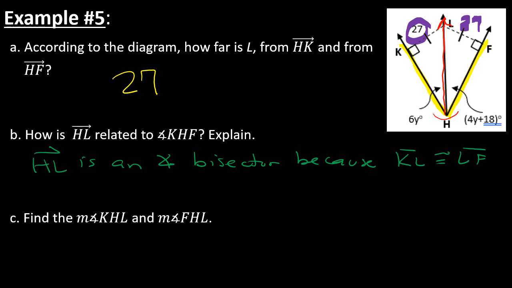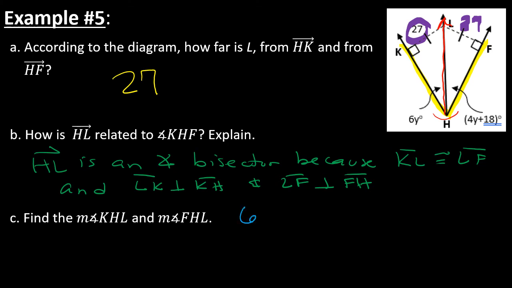And that technically isn't enough. You have to have perpendicular lines. So LK is perpendicular to KH, and LF is also perpendicular, but it's perpendicular to segment FH. So you have to have those right angles along with the congruent segments, or the angle bisector theorem does not hold true. All right, last but not least, they want us to find the measure of KHL and FHL.